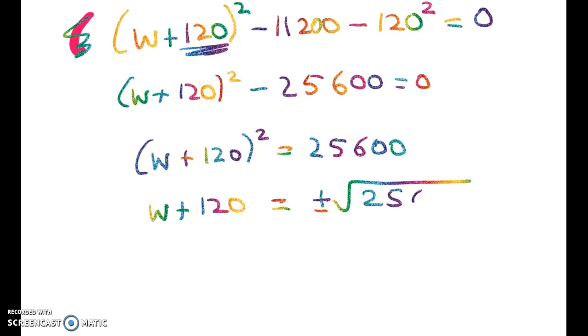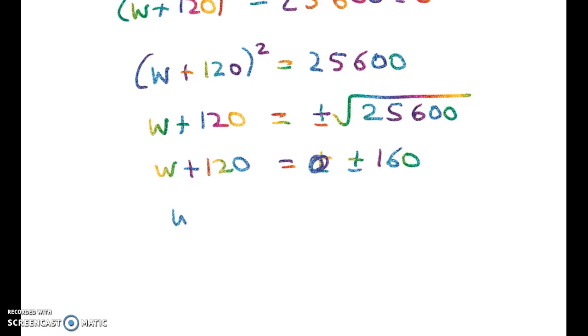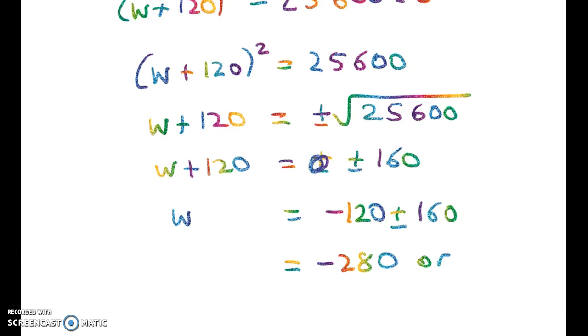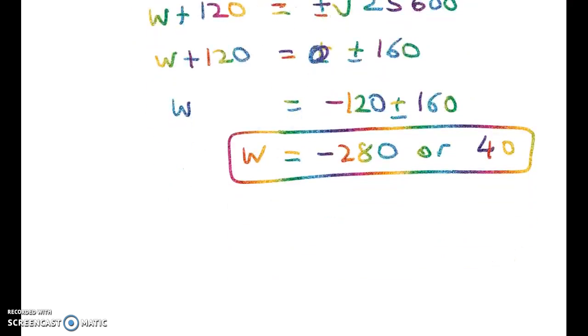And the square root of this is a nice round 160. So we have w plus 120 is equal to plus or minus 160. Doing this super slowly. So w is equal to what? Well, it's equal to negative 120 plus 160 or minus 160. So that's equal to negative 280, which makes no sense, or 40. So we've got down to here.